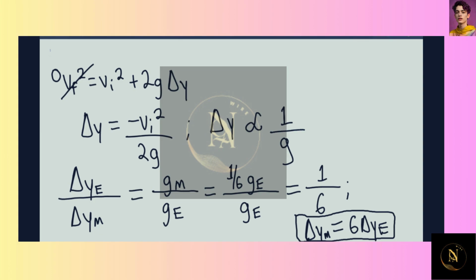So in this case, the maximum height increases by a factor of 6 because the gravity on the Moon is decreased by a factor of 6 relative to the gravity on Earth. The solution.